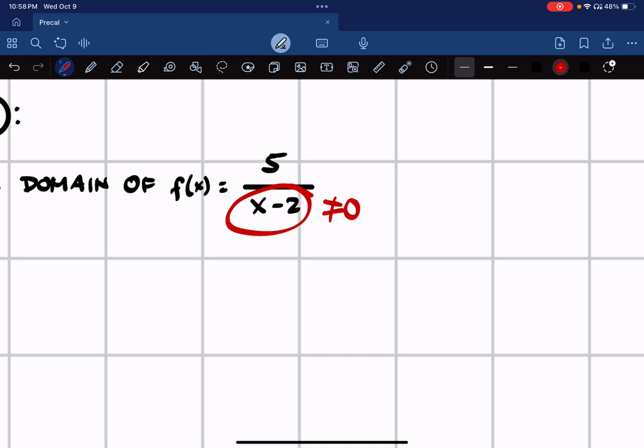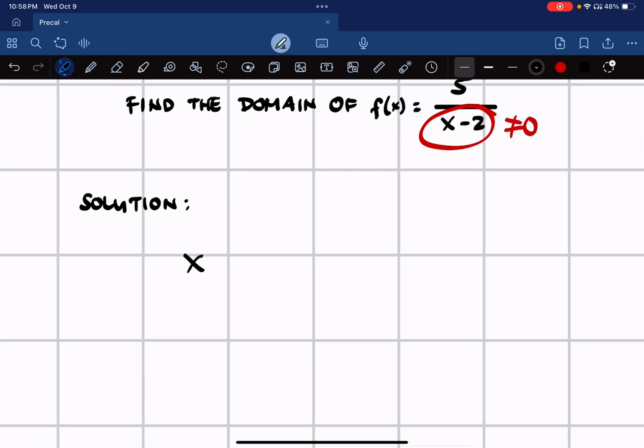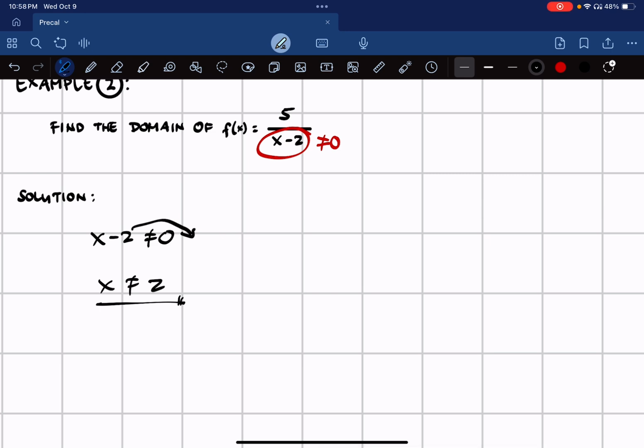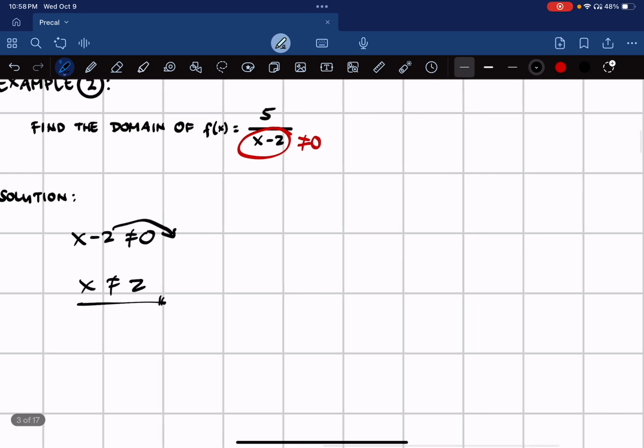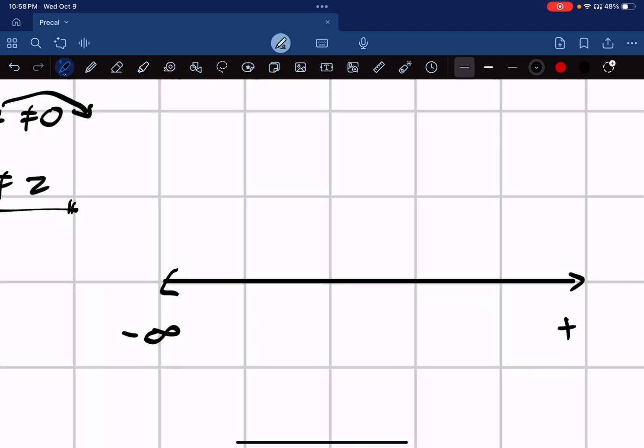Now, since na-establish naman na nato, pwede na nato solve. So, diri, x minus 2 must not be equal to 0. Let's transpose that. So, x must not be equal to 2. Yan ang ato restriction. Now, para ma-visualize, ato i-plot sa number line. Let's plot that in here. This can be negative infinity and this is positive infinity. We have positive 2 here.